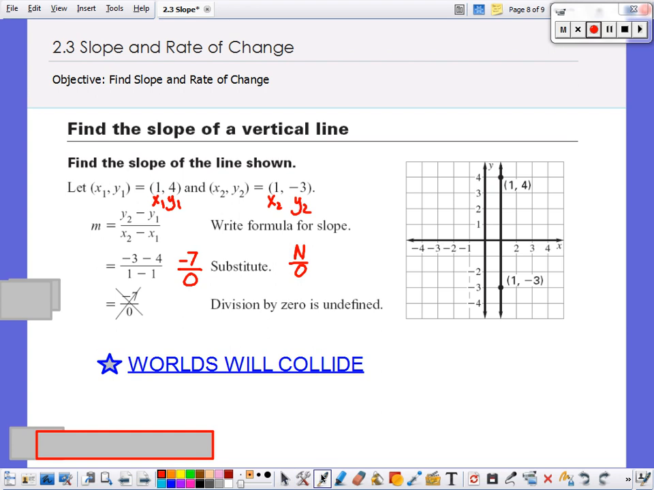And I always tell the students that when you do this, worlds are colliding. You don't want to divide by 0. Worlds will collide when you do that. And usually it's worlds made up of bunny rabbits. So we definitely don't want to do that. We want to avoid division by 0 at all costs.